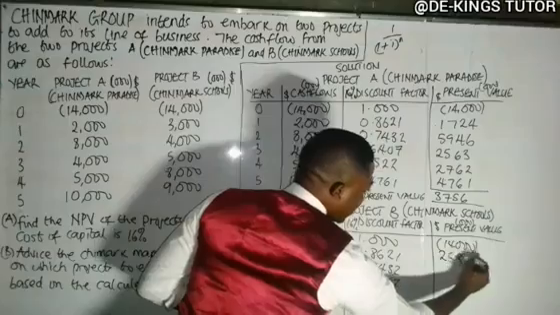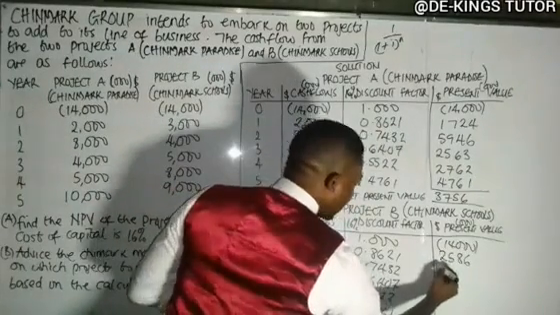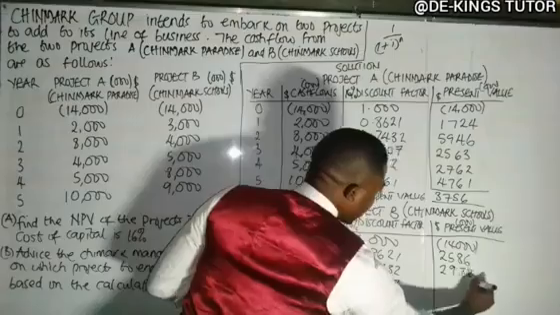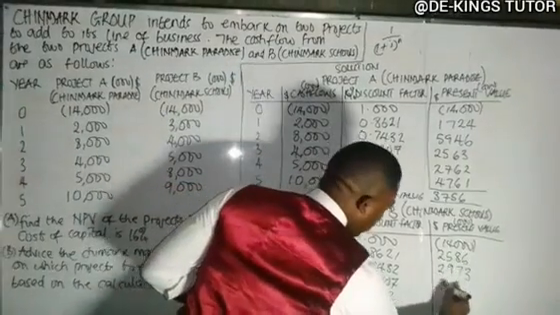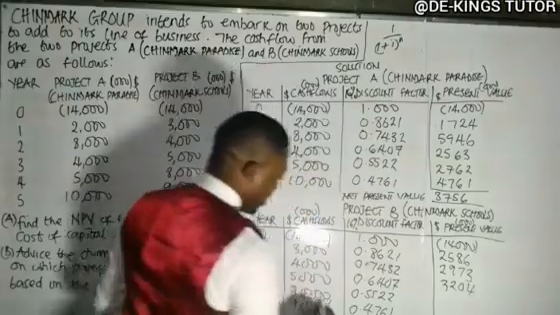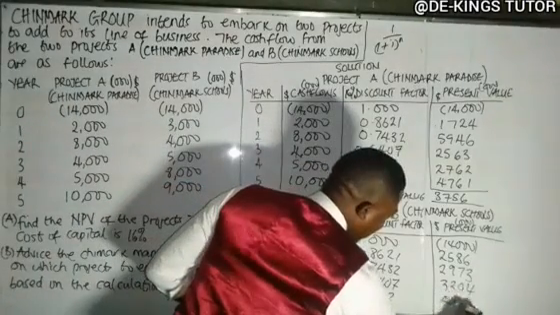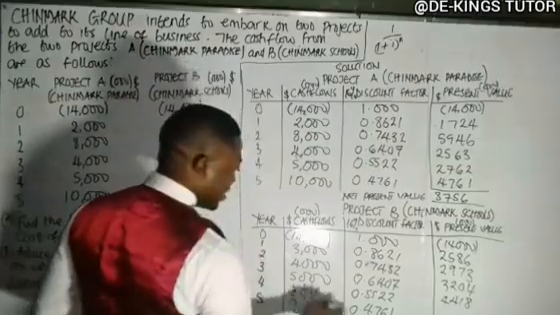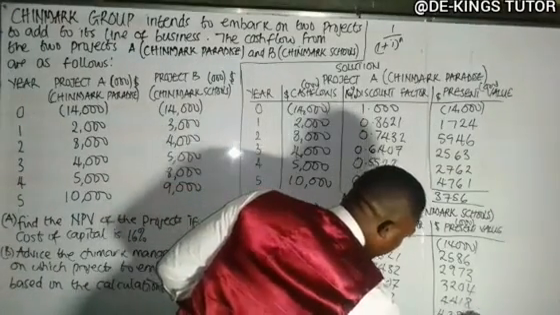2586. Now this times this will give us 2973. Now this times this will give us 3204. Now this times this will give us 4418. And this times this will give us 4285.